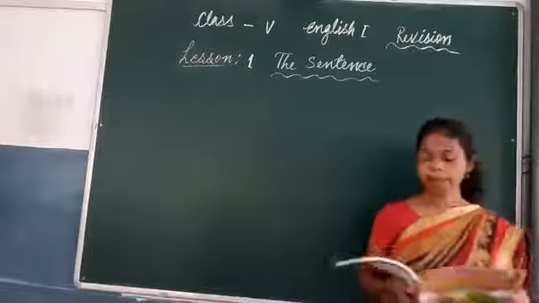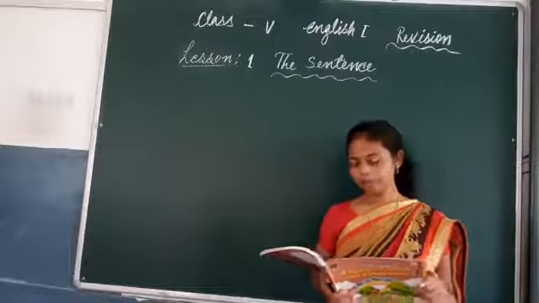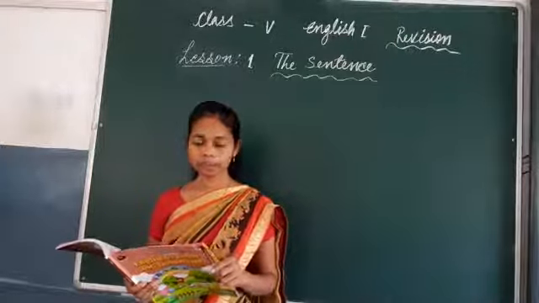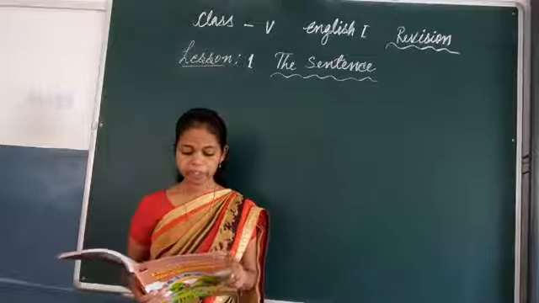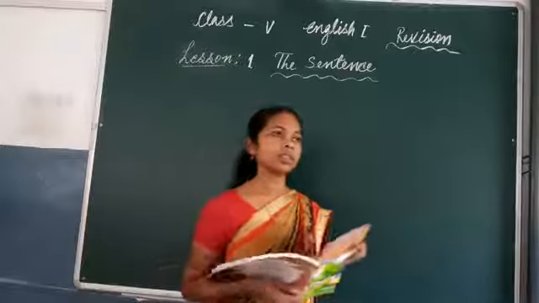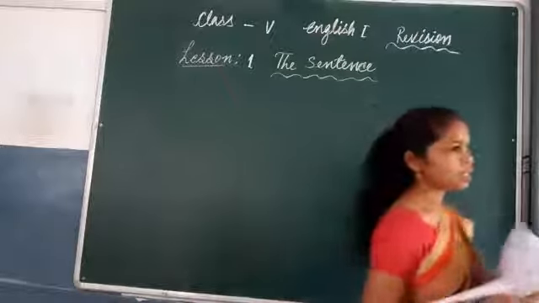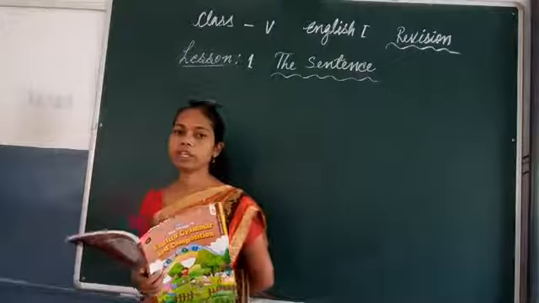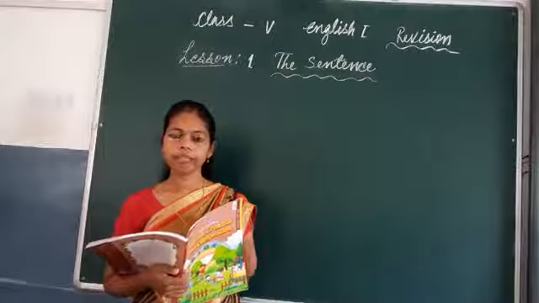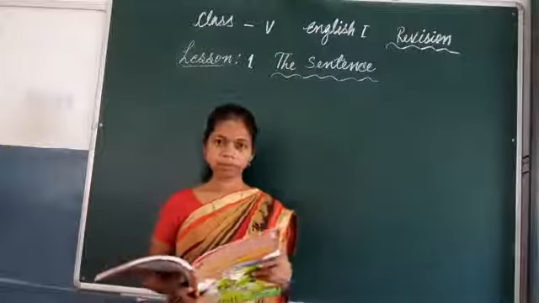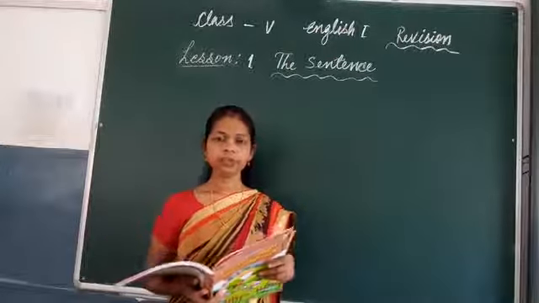Example: Help, help! How wonderful! Look, a rainbow! Surprising, isn't it? So exclamatory sentence ends with the sign of an exclamation mark. It ends with an exclamation mark. Is that clear to you? Okay, so let's move ahead.